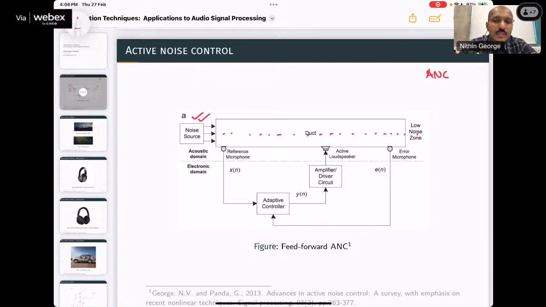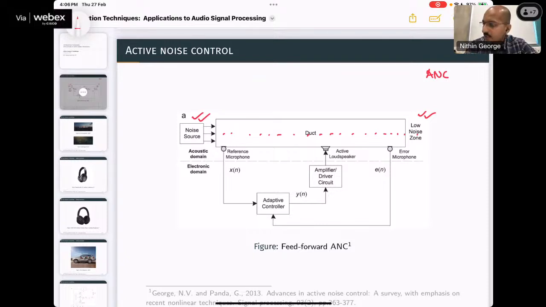My objective is I want a low noise zone inside the room. My objective is not to switch off that AC and then cancel the noise. The AC will still be there, noise will still be produced, but can I have a low noise zone inside of the room or at some other location? That is our objective. If I want to do this, I should first know what type of noise is coming from the outside.